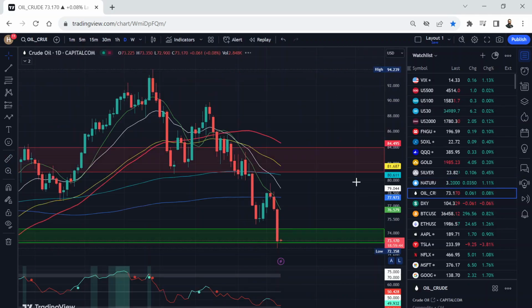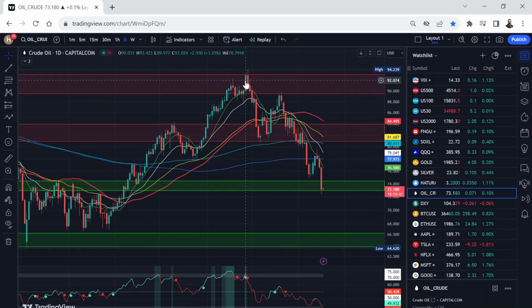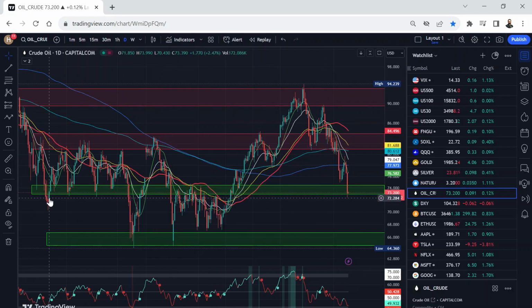Crude oil, massive dump, nothing changed. You can see resistance. I drew this line before. Those who watch me, bear flag, dump, back test, dumps on lower highs and lower lows. Okay, now we're in massive support area. I do expect buyers to jump in here, and this is where you want to buy crude oil.